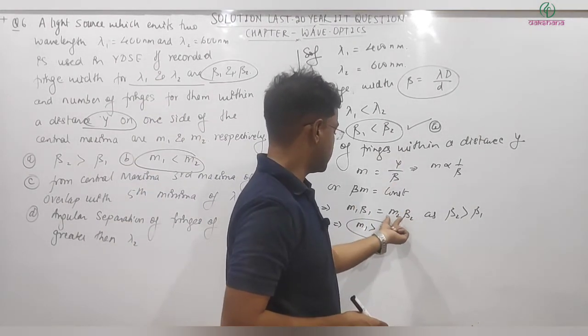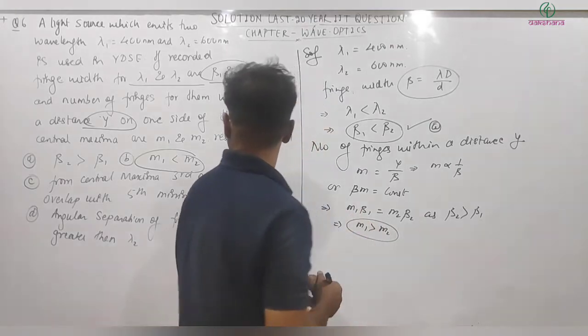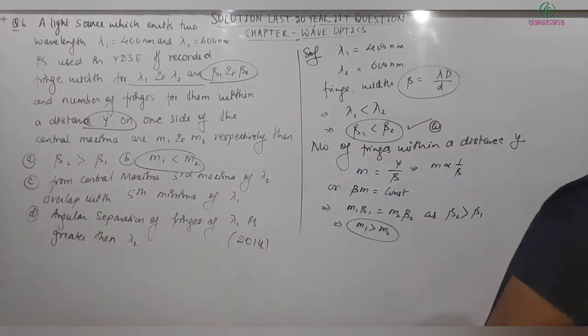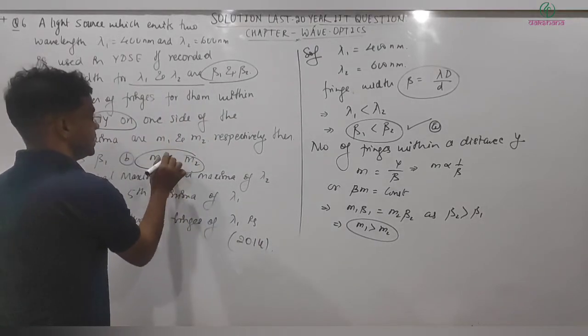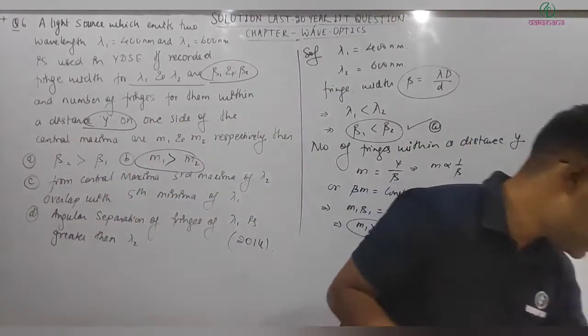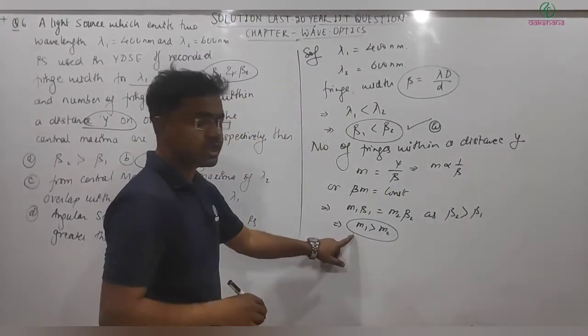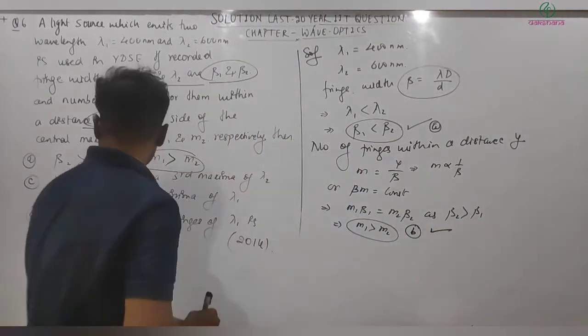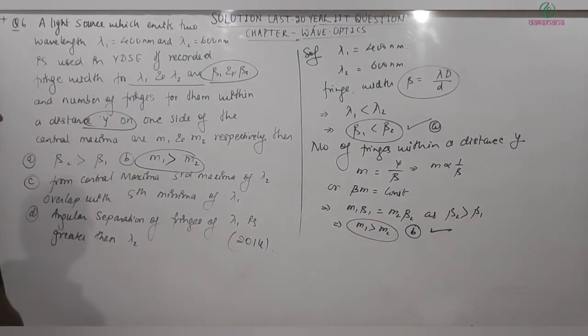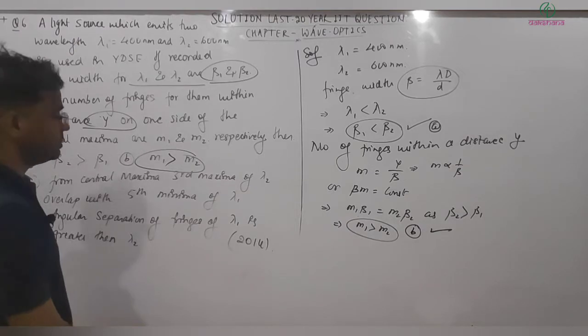Beta 2 is, so M2 should be small and M1 should be, and the option is saying M1 is greater. Right here the option is actually M1 greater than M2. Let me just check. Yes, so this means M1 greater than M2. B option, this is also correct. Next, from central maxima, third maxima of lambda 2 overlap with fifth minima of lambda 1.